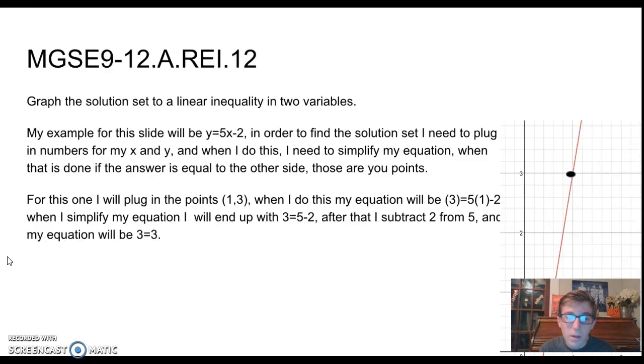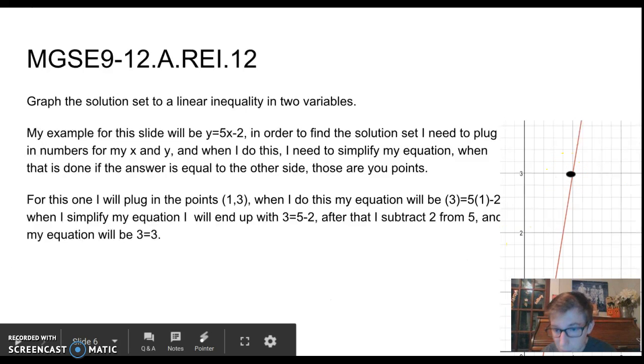For this one, I would plug in the point (1, 3), and so when you plug it in, your equation will be 3 = 5(1) - 2. When you simplify my equation, I would end up with 3 = 5 - 2, and after I subtract 2 from the 5 to simplify, my equation will be 3 = 3, and since it's 3 = 3, it is correct, and up here on the graph, this is my point.